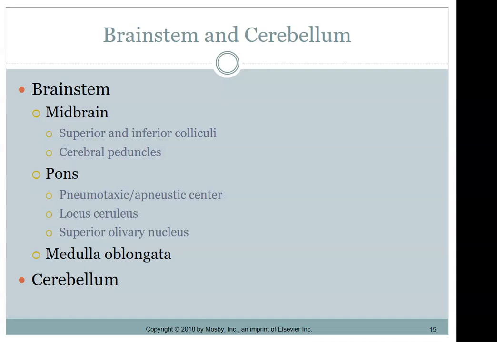The medulla oblongata regulates heart rate, blood pressure, and breathing. The cerebellum is located below the occipital lobe of the cerebrum. It coordinates voluntary movement, but is involuntary in function. Some examples could be walking, a voluntary activity, but is coordinated involuntarily.